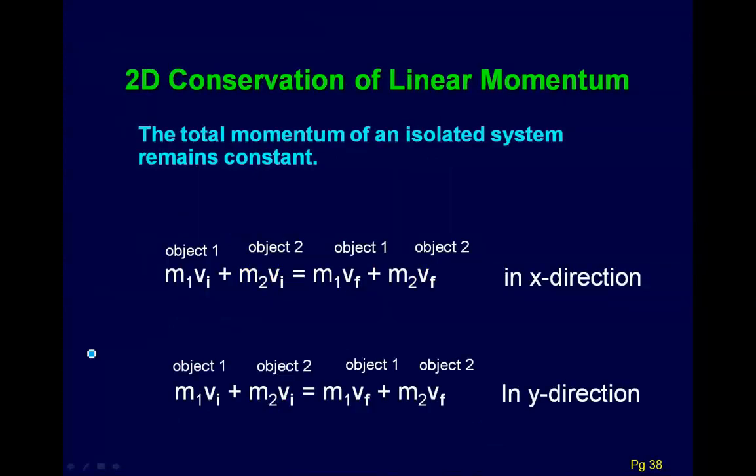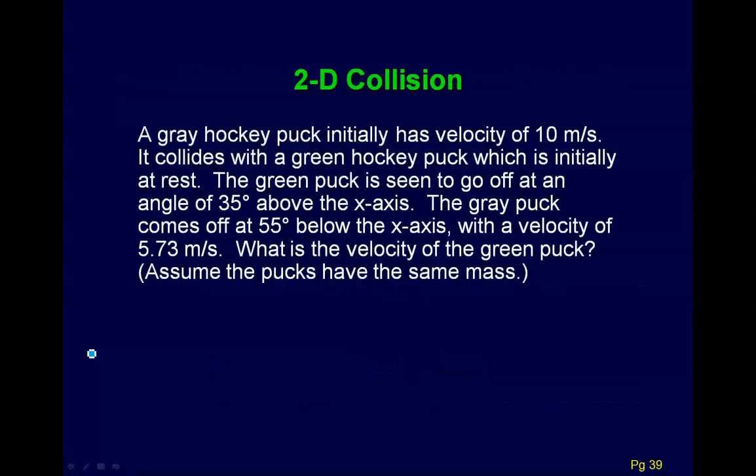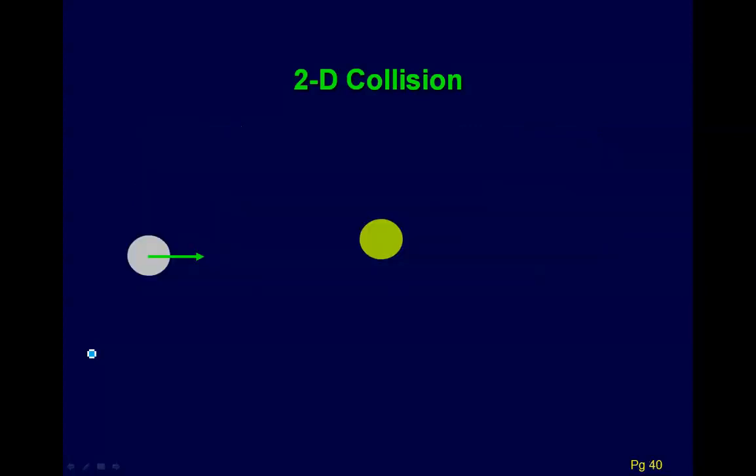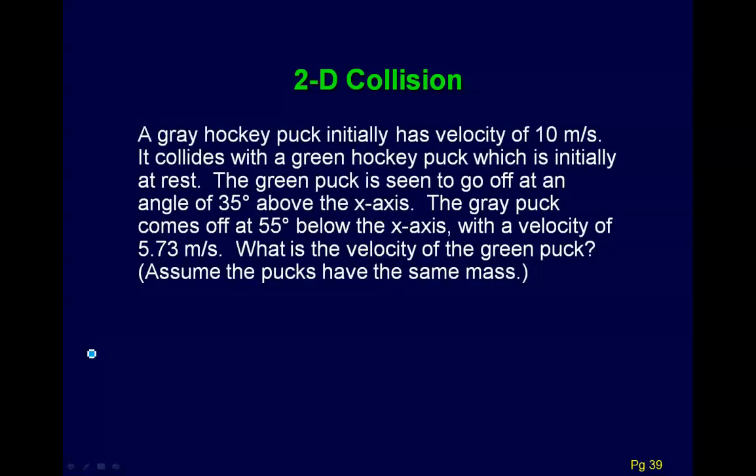Now, that's one dimension. We can also have these problems in 2 dimensions, and that's where the math can get a little bit trickier. But all that is, we have the same equation, just twice, once in the x and once in the y. Here we're going to go through a typical 2-dimensional example, and we're dealing with hockey pucks.